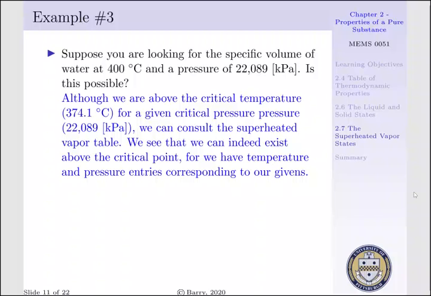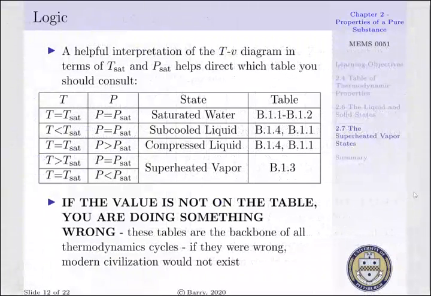To summarize, we can relate our temperature or saturation temperature or pressure to saturation pressure such that we can refer to which table we need to use. If T is equal to Tsat and P is equal to Psat, we are existing as a saturated water, and we will use tables B.1.1 and B.1.2.